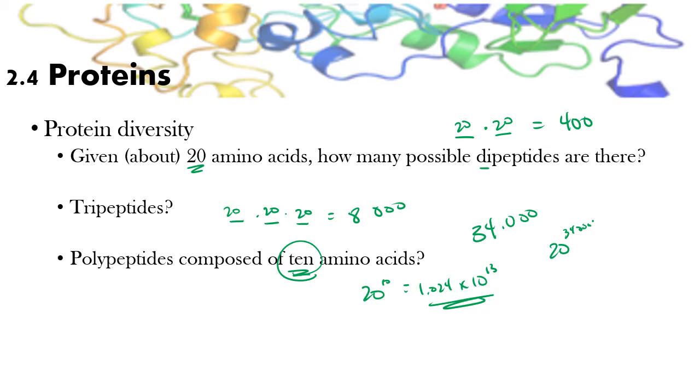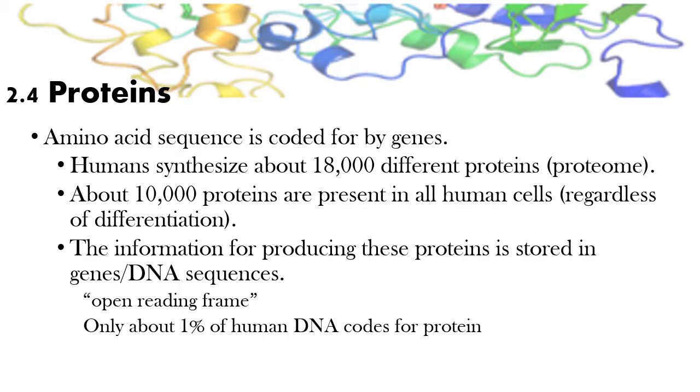But the idea here is that because we have these different amino acids in different combinations, we have a huge number of polypeptides possible. So all these different proteins that we make are coded for by our genes. We make about 18,000 different proteins as humans, and the combination of all of the proteins made by a cell or an organism or a group of tissues is known as a proteome. So proteome is all of the proteins made by a system. About 10,000 of those are present in all human cells, regardless of what differentiation happened. And those other 8,000 are going to be specific to specialized cells.